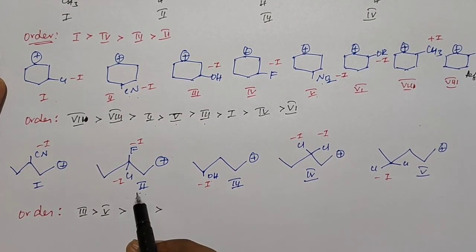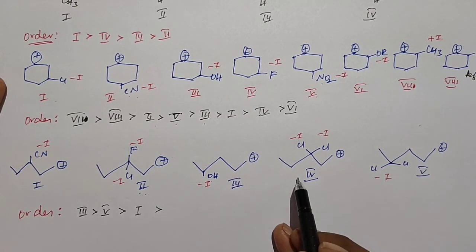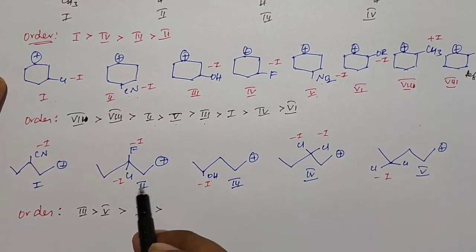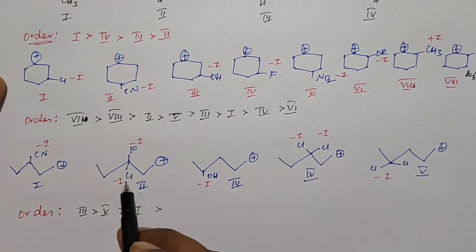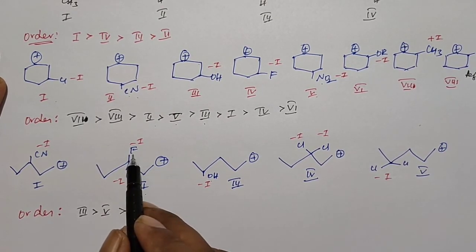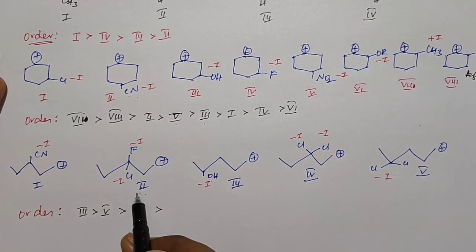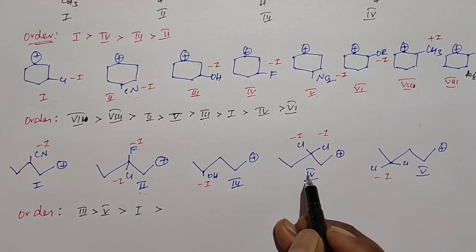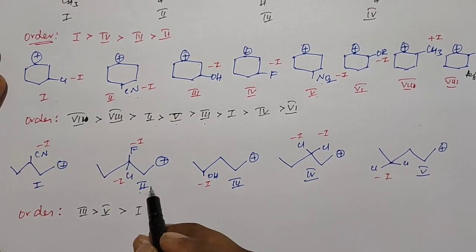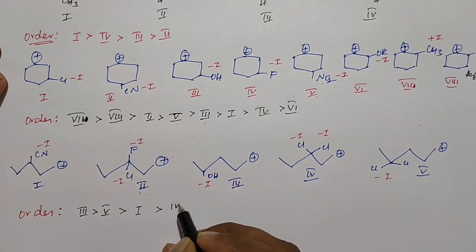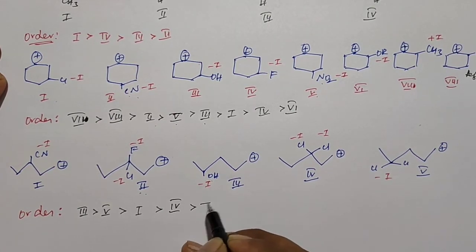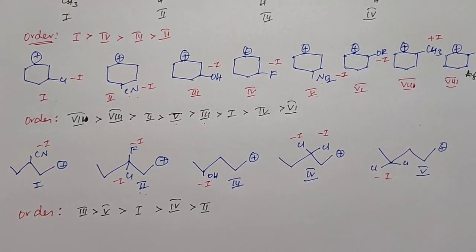Then between the second one and fourth one, if you observe, in the fourth one we have 2 chlorine atoms. In the second one we have 1 fluorine and 1 chlorine. Fluorine has more minus I power. So the second structure has more minus I power when compared to the fourth structure. So the second structure is less stable than the fourth structure. So this is the order of stability of those given compounds.